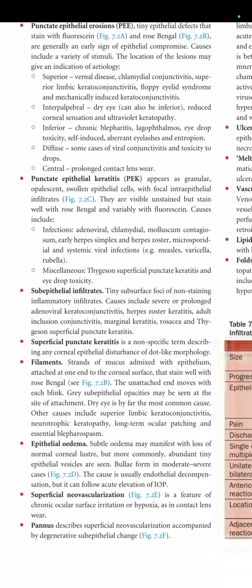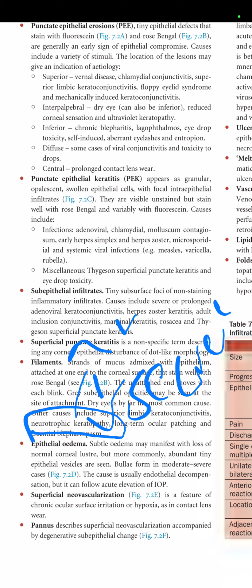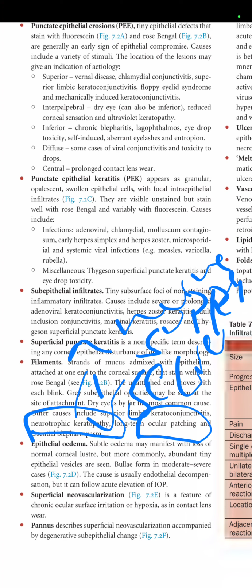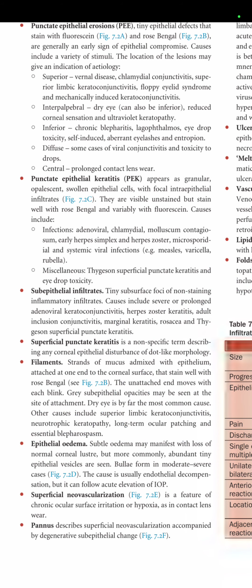Dry eye is by far the most common cause. Other causes include superior limbic keratoconjunctivitis, neurotrophic keratopathy, long-term ocular patching, and essential blepharospasm. So anything which causes a decrease in secretion or decrease in tear film can cause this condition. So you can say neurotrophic keratopathy, in which the nerve supply is lost, so there is also a problem of dry eye. Ocular patching also causes dry eye. So these are the causes of the filaments.